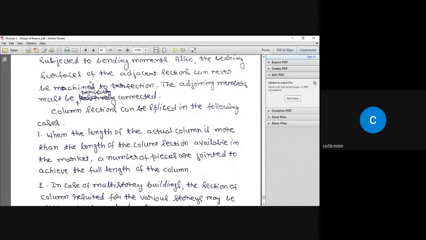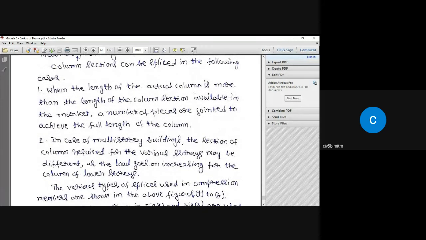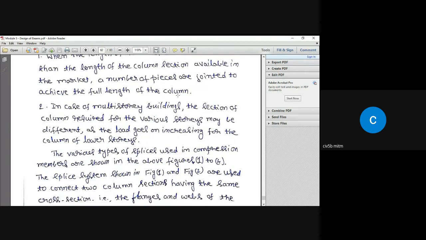So column sections can be spliced in the following cases: when the length of the actual column is more than the length of the column section available in the market. A number of pieces are jointed to achieve the full length of the column. I explained this. In case of multi-story buildings, the section of column required for the various stories may be different, as the load goes on increasing for the columns of lower stories. In other words, the load keeps on decreasing as you go from the bottom to the upper story. This also I have discussed.